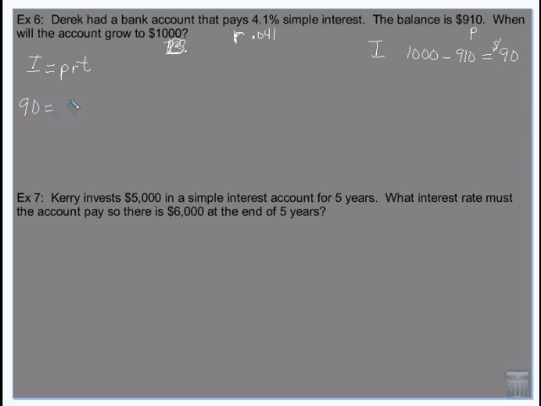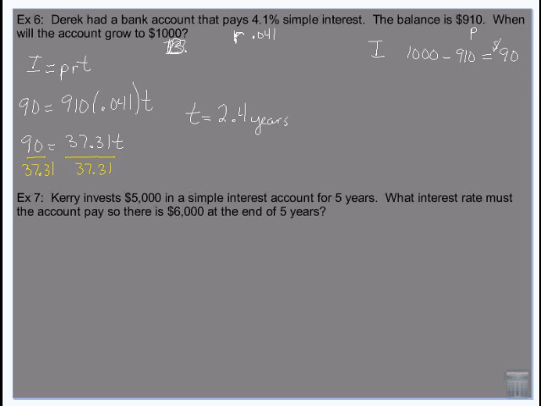Our principal is $910. Our rate is 0.041, and we don't know our time. So we're going to divide both sides by 37.31. And T is going to be 2.4 years. And yes, you can give me a decimal. I don't need you to tell me how many months that is.